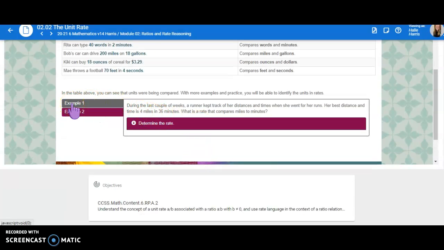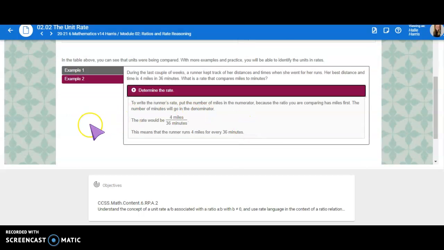So we can see example 1 here. During the last couple weeks, a runner kept track of her distance and times when she went for her runs. Her best distance and time is 4 miles in 36 minutes. What is the rate that compares minutes to miles? So she's running 4 miles in a total of 36 minutes. So you're comparing two things that are related, miles to minutes. As we see here, the rate would be 4 miles on top, 36 minutes on the bottom. This means that the runner runs 4 miles for every 36 minutes.